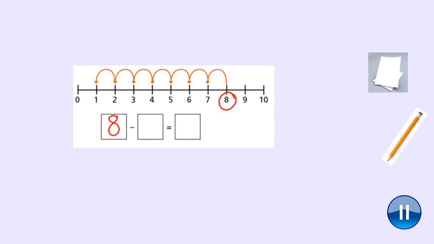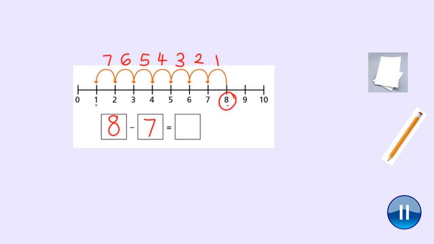Then we're looking to see how many they subtracted. So how many jumps did they do? Let's count the jumps. 1, 2, 3, 4, 5, 6, 7. They did 7 jumps, so they subtracted 7. Remember, we're subtracting by counting back. So they started at 8. They did 7 jumps to subtract 7, to count back 7.